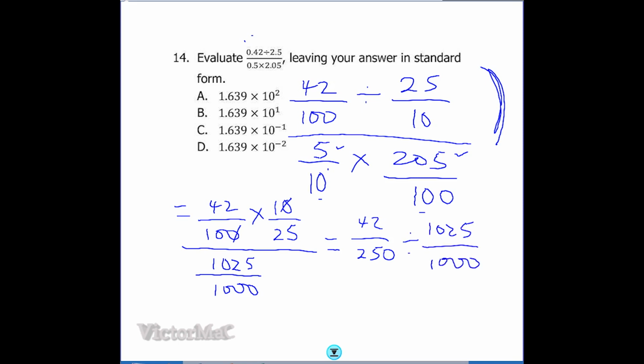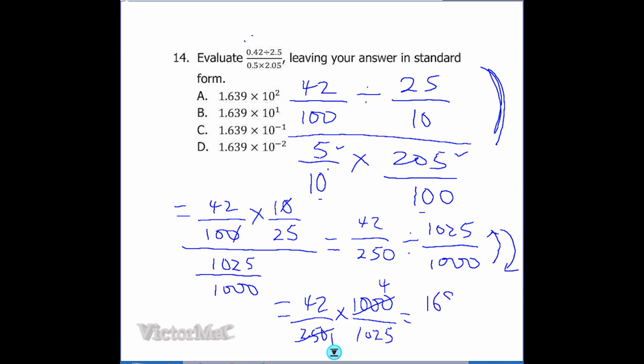When we change the division to times, we're going to have a switch here. The denominator comes to numerator and the numerator comes to denominator. We have 1025. Now 250 is 1, 250 is 4 times. So when we multiply 4 times 42, we're going to have 168 divided by 1025.